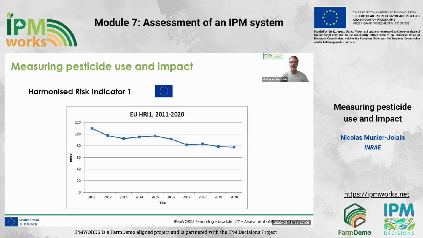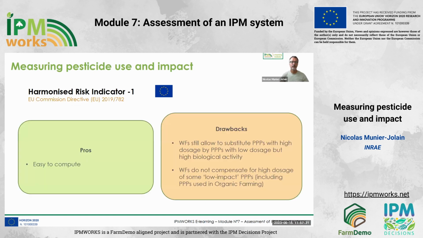You have here some results showing the trend of evolution of this harmonized risk indicator in European agriculture over the period of 2011 to 2020. And you can see that this indicator has been decreasing slightly during this period. This indicator is very easy to compute, and it is the main pro of this indicator.